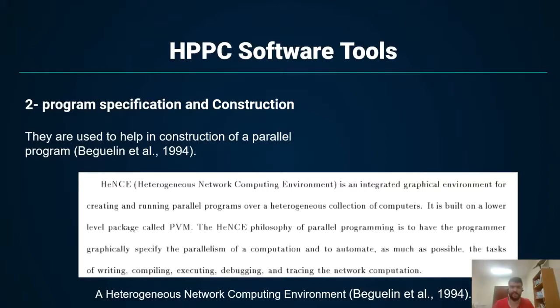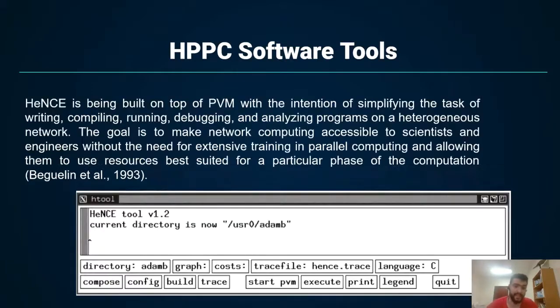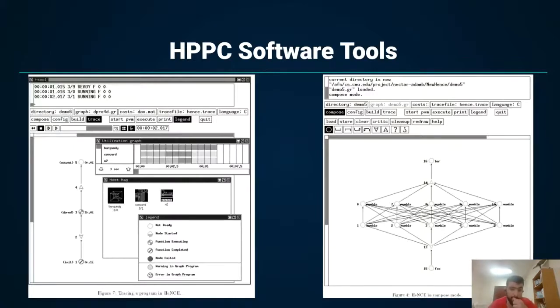The philosophy is to have the programmer graphically specify the parallelism of the computation that he wants to do, and then this environment tries to automate as much as possible of the coding and the construction of that program. And this is why it is good to have a software tool that allows you to specify your program and how it's going to be constructed, so it can help you. These are pictures of how this tool works. This is the tool from the study, and we can see that it can help you to visualize and compose the parallel computation of your program.